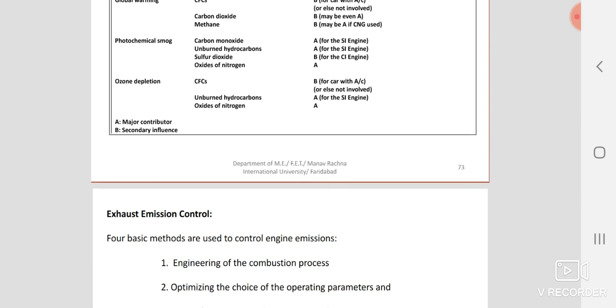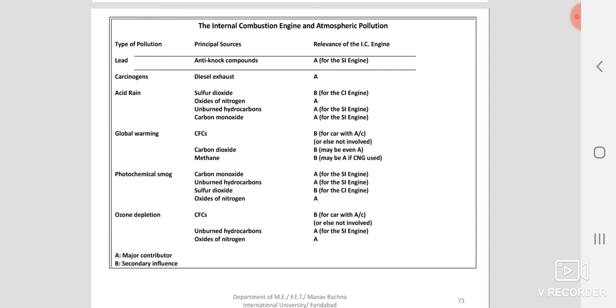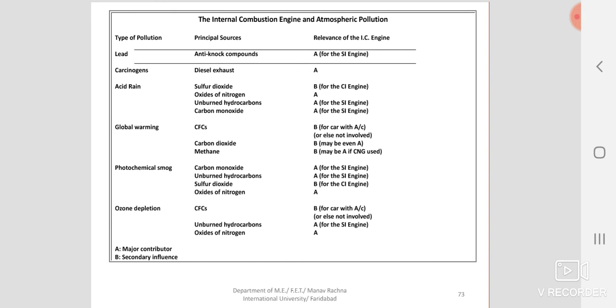Unburned hydrocarbon also creates ozone depletion, a big cause of ozone depletion, and then oxides of nitrogen. So what we see, there are so many negative effects as a result of that. First is lead pollution. Lead, which is a poisonous substance, is being inhaled by us and we get ill. Carcinogens, which produce cancers. Acid rain. Because of a lot of acid rain, there is pollution in the environment. The water gets affected. The digestive system gets affected.